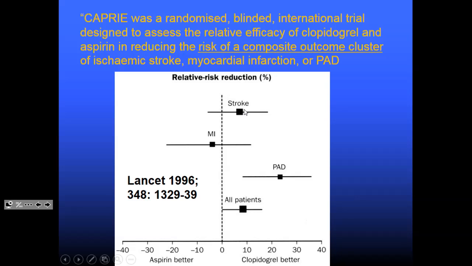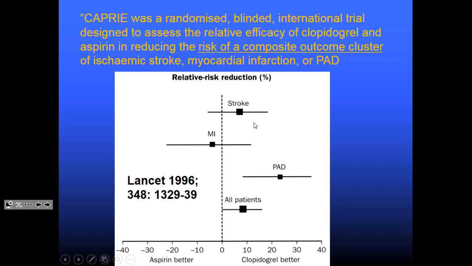So now they combine, they add these patients plus these patients plus these patients, and guess what? It barely goes to the right. You can't see that there, but Plavix is better. And Plavix is better because of what? Its impact on peripheral arterial disease, which is arguably the least important of these three.